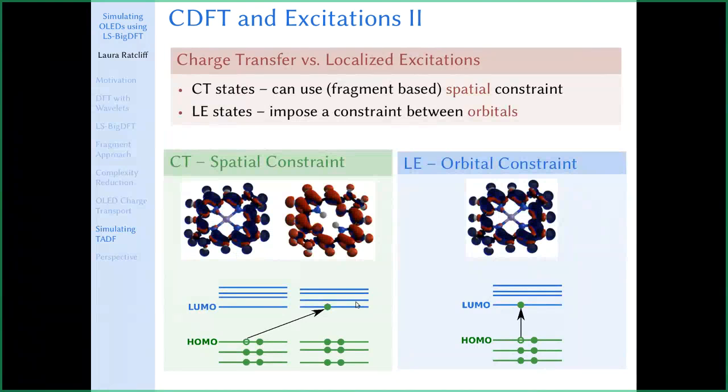We want to just have a local constraint where we're imposing a constraint between orbitals. So in this case, exciting an electron from the HOMO to the LUMO. And if we could define this constraint, then we're able to treat also local excitations with all the same advantages of spatial CDFT, namely that we can treat large systems.